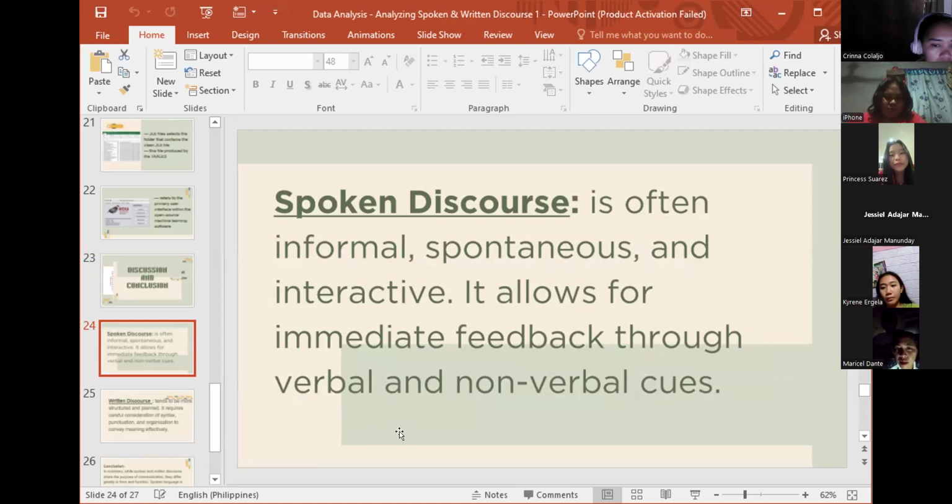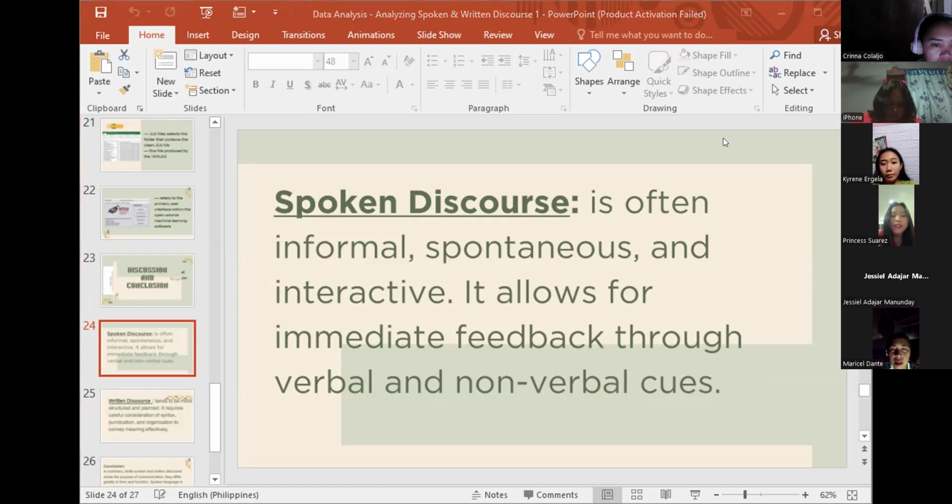So, first, we have spoken discourse. Spoken discourse is often informal, spontaneous, and interactive. It allows for immediate feedback through verbal and nonverbal cues. An example of spoken discourse is in the classroom, where we use spoken discourse because we interact with students, classmates, or teachers. We use face-to-face communication, gestures, and facial expressions.